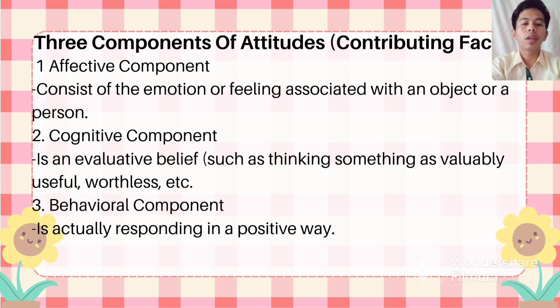Second is the cognitive component. It is an evaluative belief such as thinking something is valuable, useful, worthless, and so on. For example, in school, students can think history is useless and science is valuable. The third one is behavioral component. It is actually responding in a positive way. A strong and stable attitude is manifested when all three components are consistent.